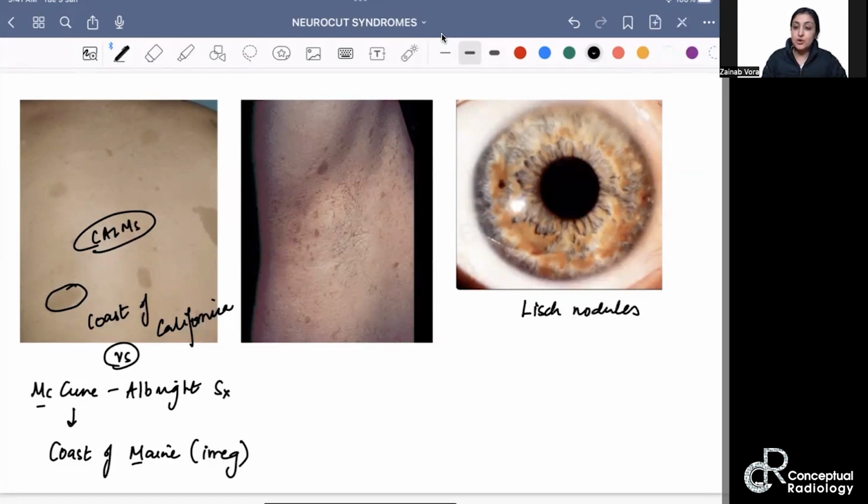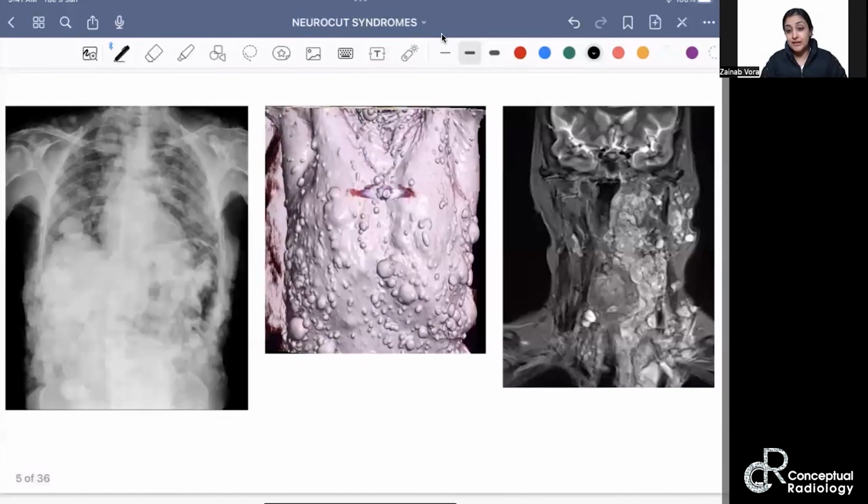So these are the dermatological manifestations of NF1. Coming to the radiological findings, these are the distinct dermal neurofibromas, which is the most common manifestation that you're going to see in NF1, and invariably by the first decade, almost every patient is going to have these. So these are your dermal neurofibromas.